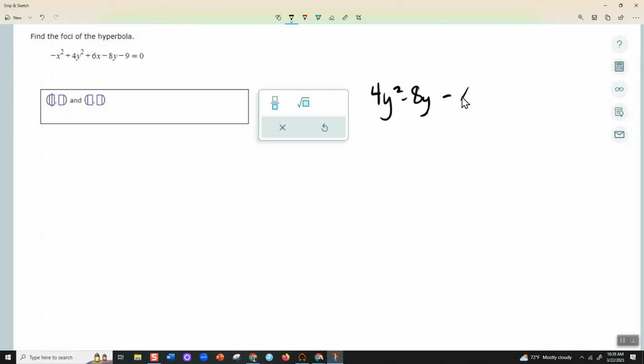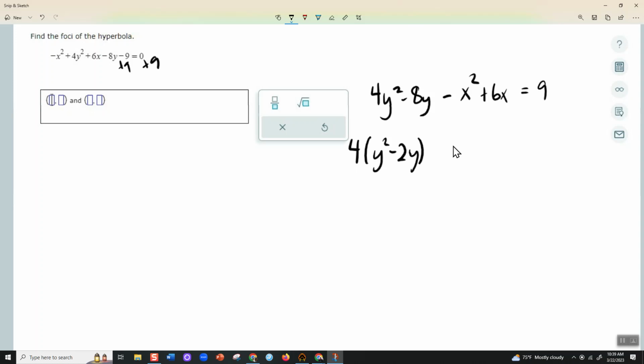Minus x squared plus 6x. I'm going to add the 9 to both sides, plus 9. We're getting it into standard form first. We can find the center, and then we'll talk about the foci after that. Okay, so I'm going to GCF of 4. I've got y squared minus 2y. And I'm going to GCF of 1, which just means I'm going to have x squared plus 6x.